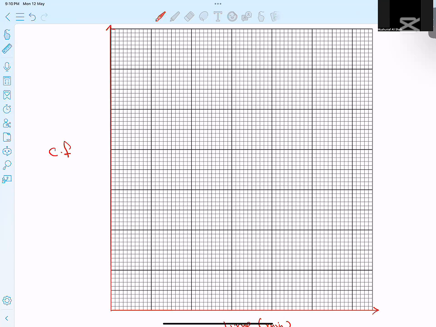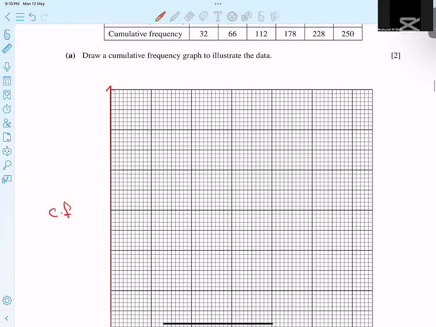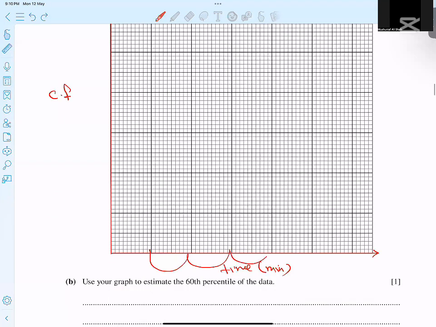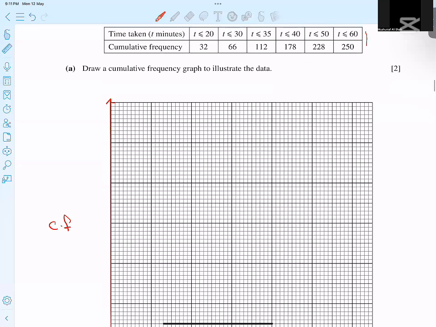The most important point which I want to discuss with you is the scale. Along the x-axis we have a total of 60, so check it: 10, 20, 30, 40, 50, 60. There's no problem at all along the x-axis. But along the y-axis there is a problem. We have to cover 250 maximum along the y-axis.